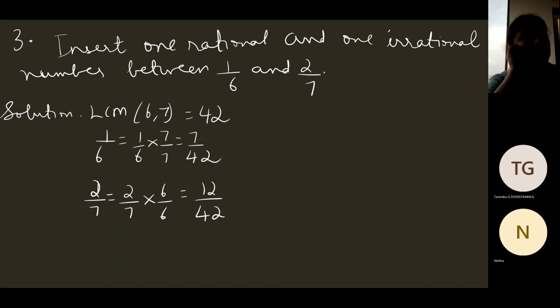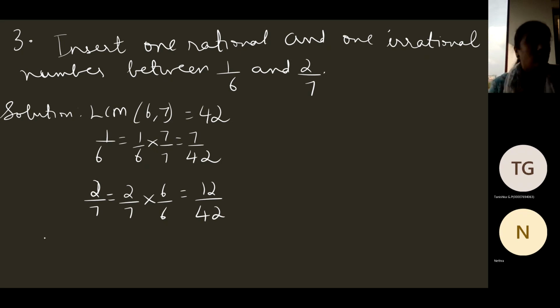Tell me one rational number between these two. 8 by 42, and that can be simplified also. Or you can take 11 by 42. You don't have to spend time simplifying 11 by 42. If you write 8 by 42, you will have to simplify again. So just one they are asking.